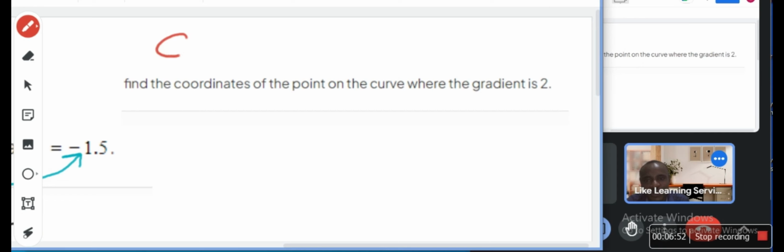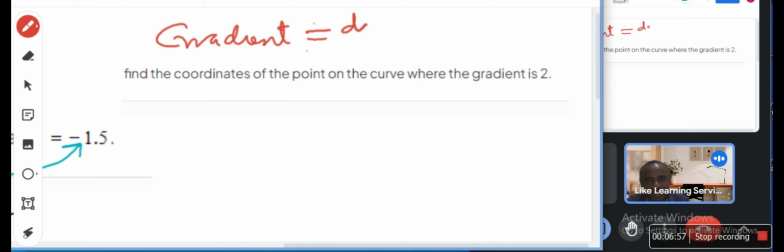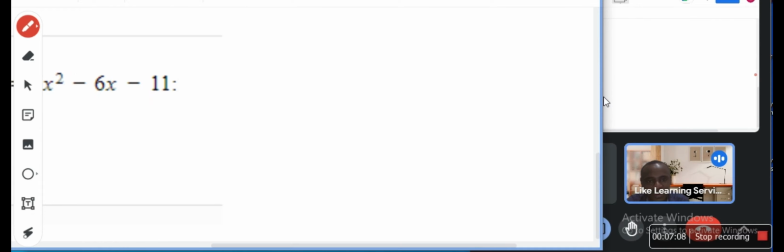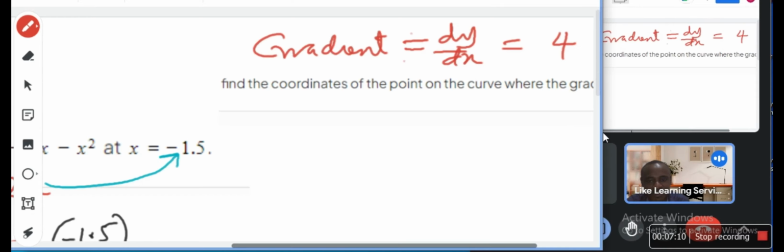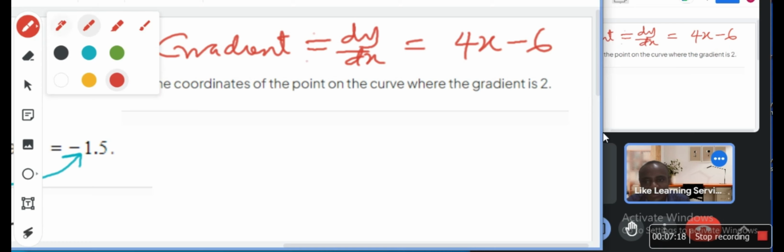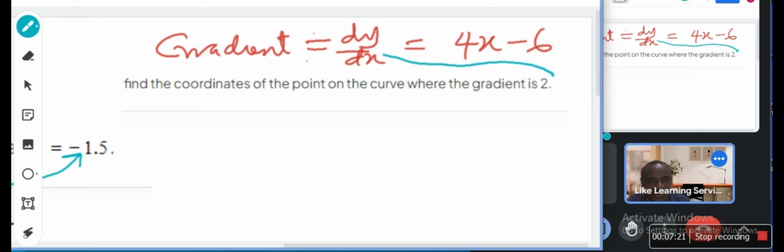First of all, the gradient, which is dy over dx, we have found to be 4x minus 6. And then it says where the gradient is equal to 2. So where all this is equal to 2. That will now give us 4x minus 6 equal to 2.